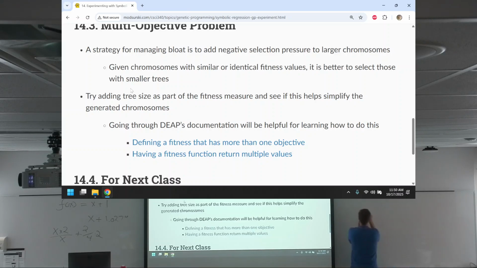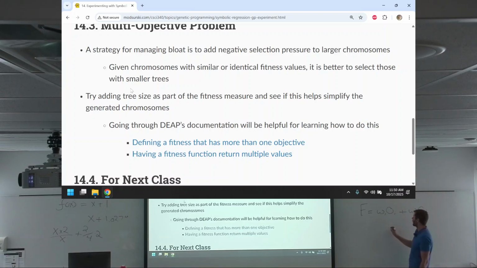My fitness equals weight 1 times objective 1, plus weight 2 times objective 2. Let's say this could be the mean squared error, and this is how big the tree is. Now I want to minimize, so we'll have to tinker with that.